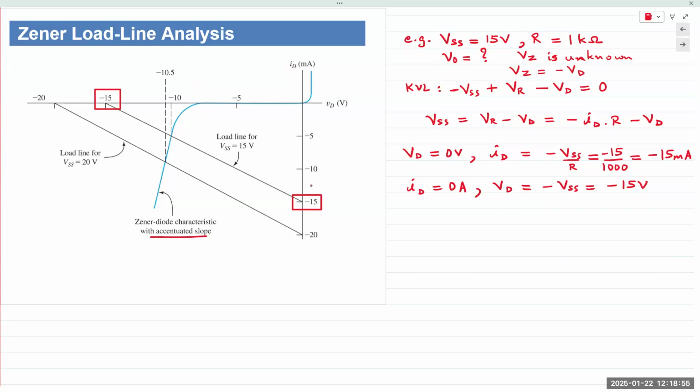All right. So once we have that, the coordinates of the intersection point give us the diode voltage and the diode current. Load line analysis. So the coordinates here turn out to be minus 10 and minus 5.